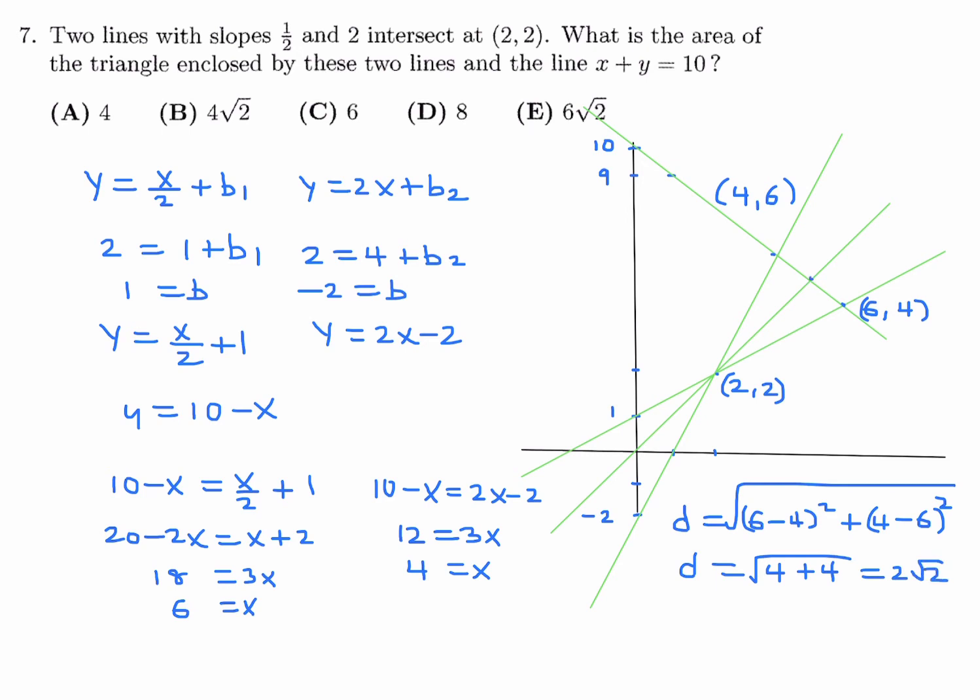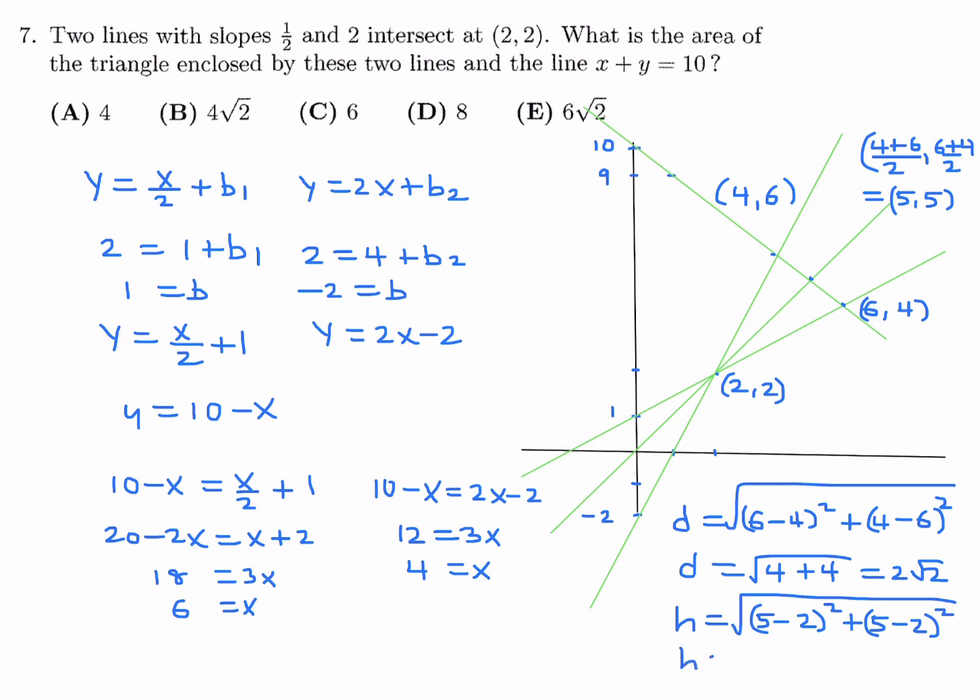And then this point is the midpoint of these 2 points. So you use the midpoint formula. 4 plus 6 over 2, 6 plus 4 over 2. And that gives me 5, 5 for this point right there. Okay, the last thing is just to figure out the distance from there to there. That's going to be the height of the triangle. Again, I can use the distance formula. That will be 5 minus 2 squared plus 5 minus 2 squared under the square root sign. So that's 9 plus 9. And that would be 3 root 2.